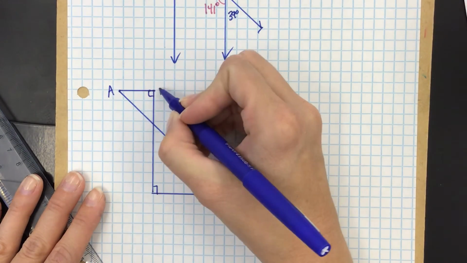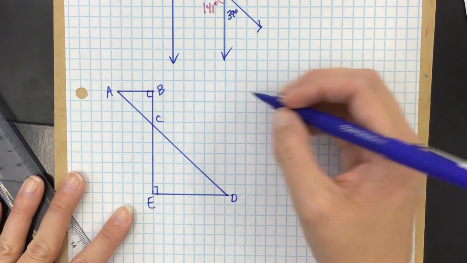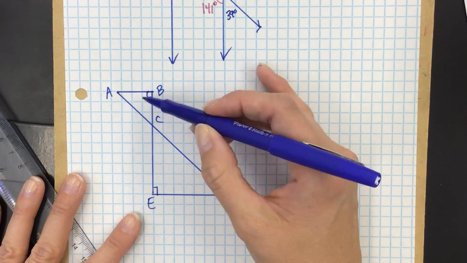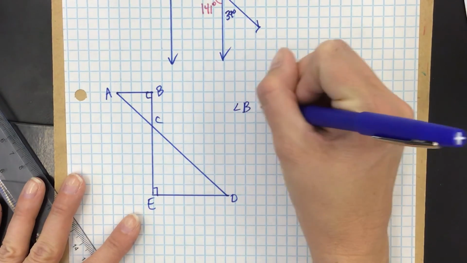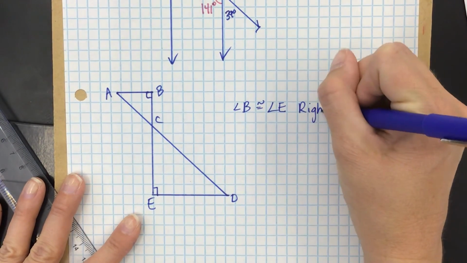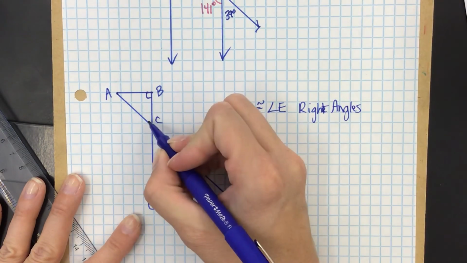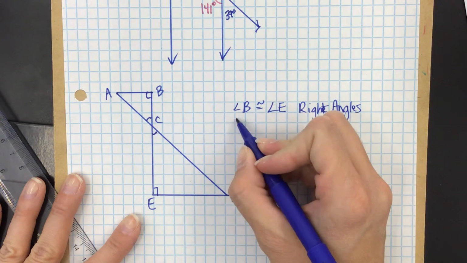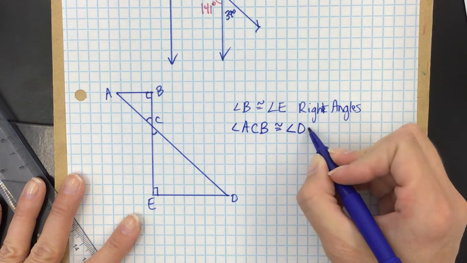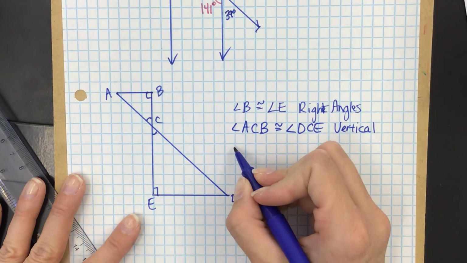Let's go ahead and name this. Okay, let's go through this. We're going to run out of time. But basically, these are right angles. So we can say that angle B is congruent to angle E because they're right angles. Okay, and we can say that this angle right here is vertical to this angle. So angle ACB is congruent to angle DCE because they're vertical. And then we can write a similarity statement.